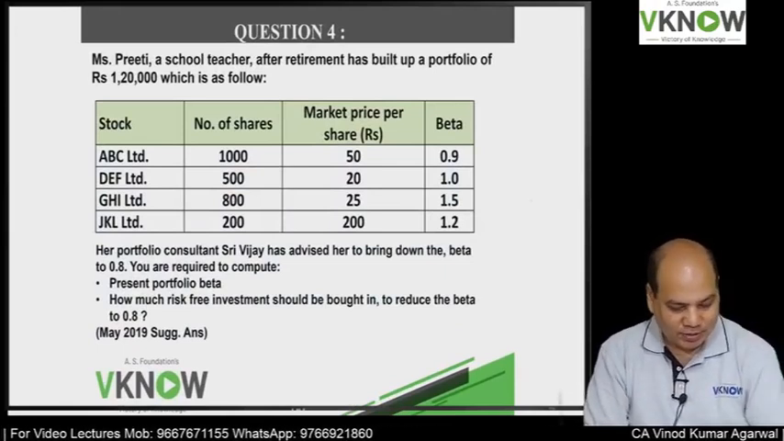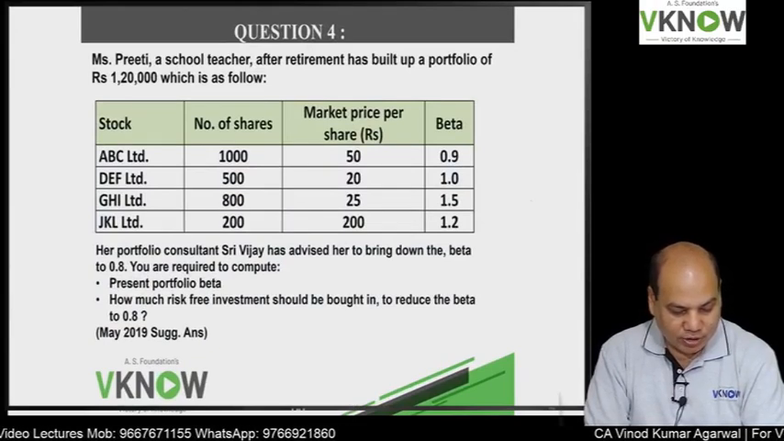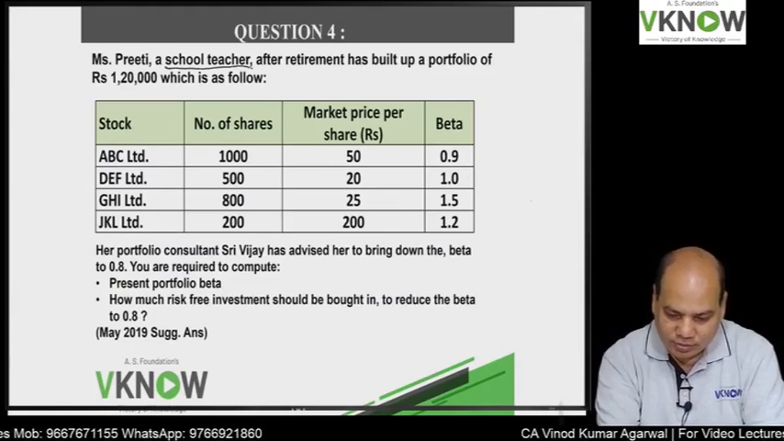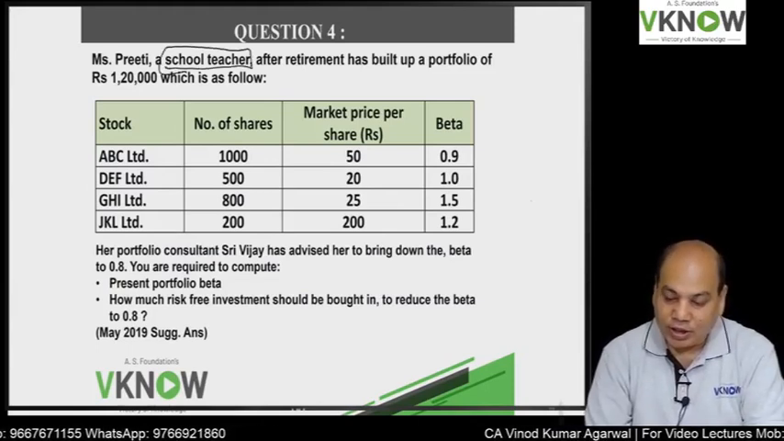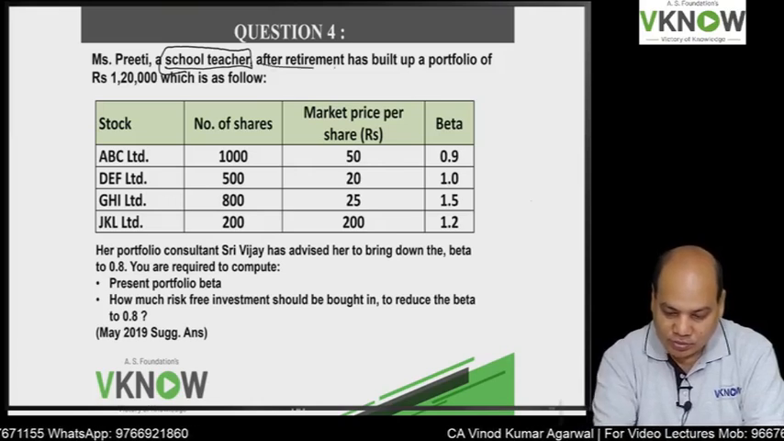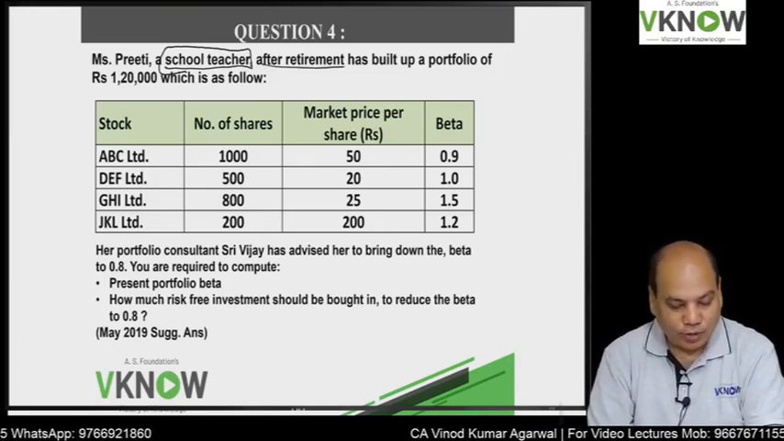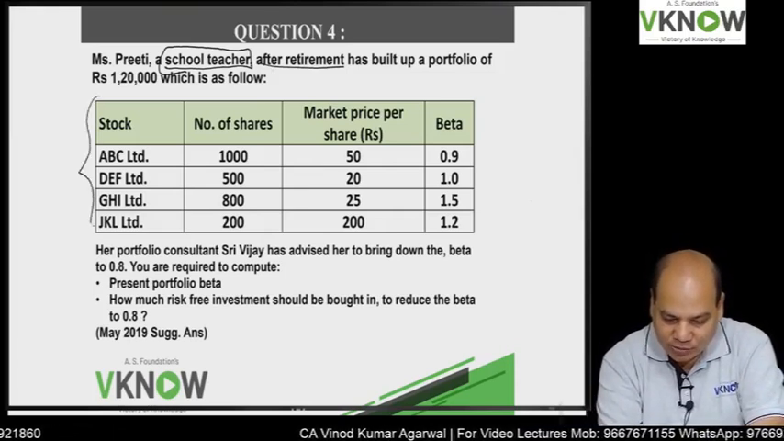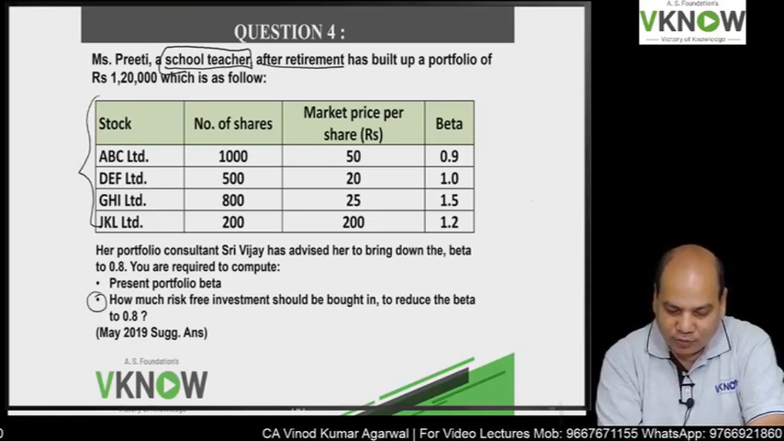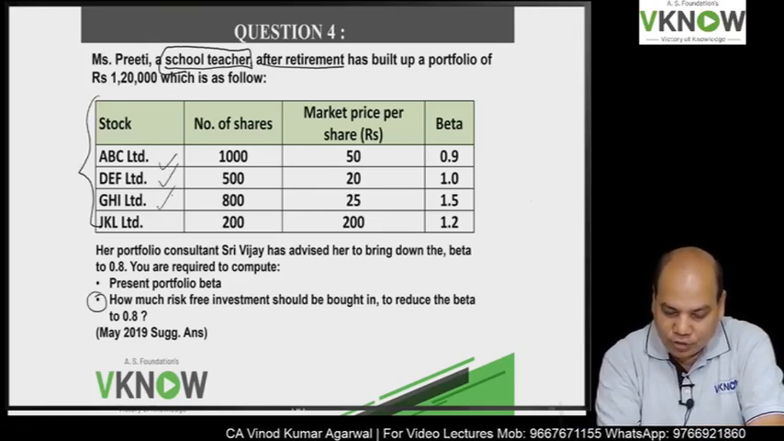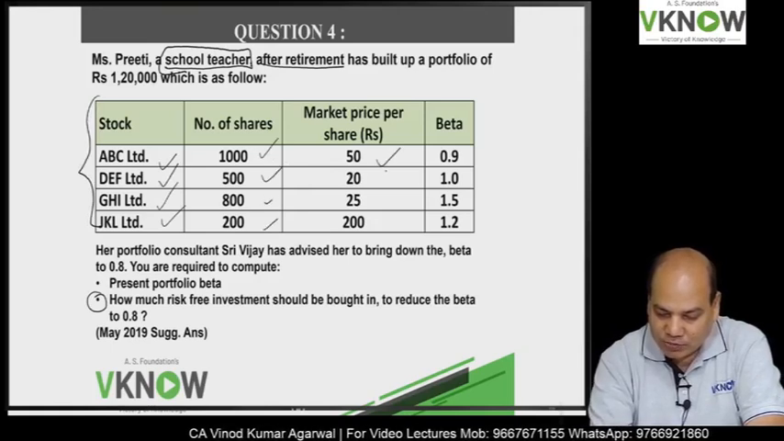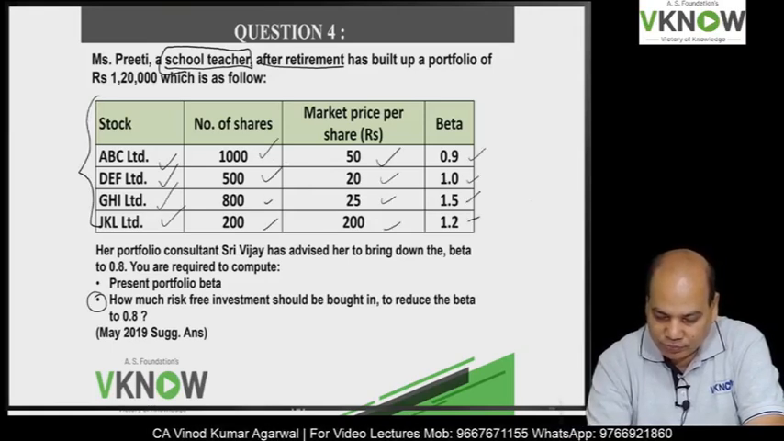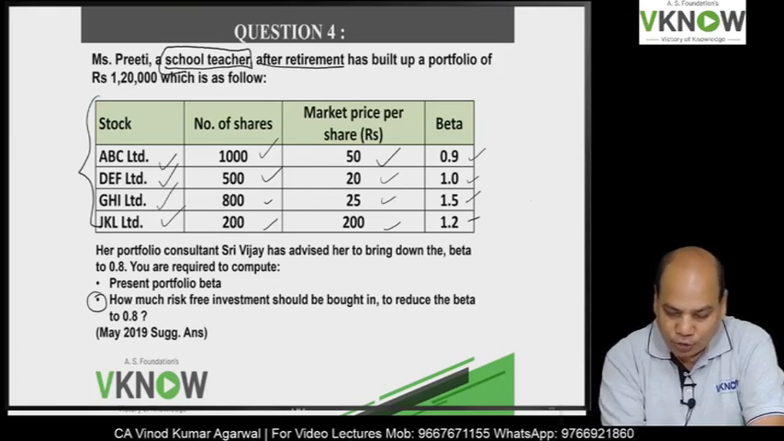Miss Preeti, a school teacher after retirement, has built up a portfolio of rupees 1,20,000, which is as follows. Like the previous question, this is a small repetition, but I will tell you why I have taken it for discussion. These are the 4 stocks, number of shares, market price and beta. So you have to again calculate the portfolio beta.